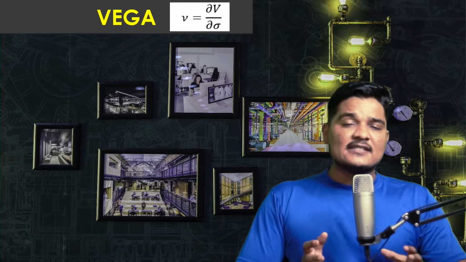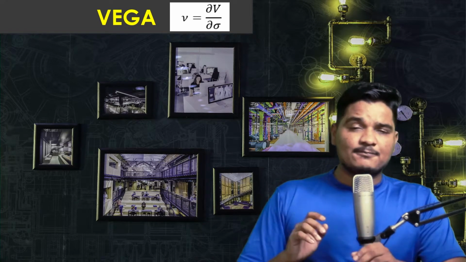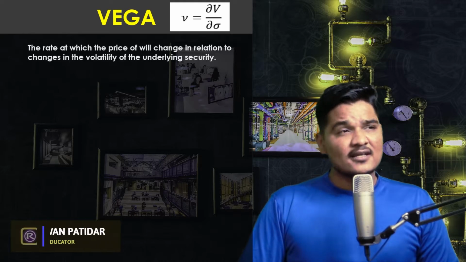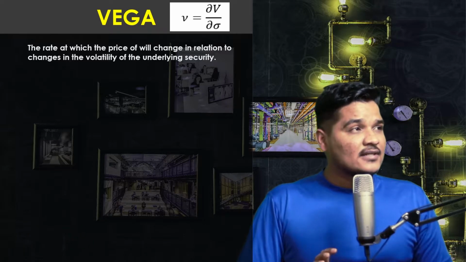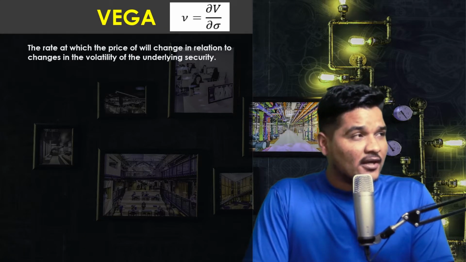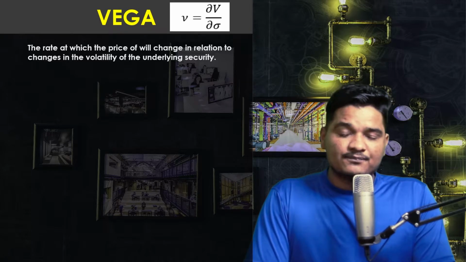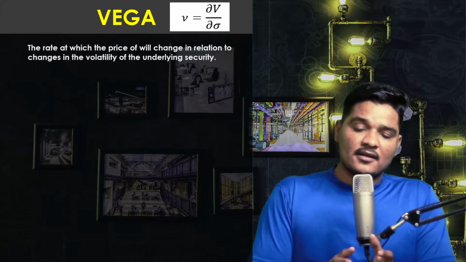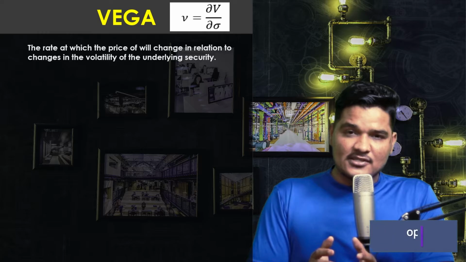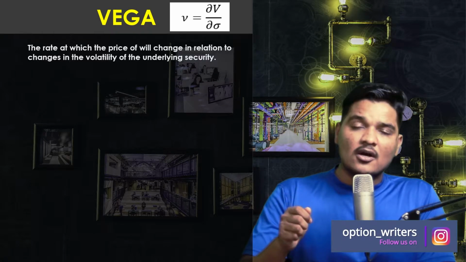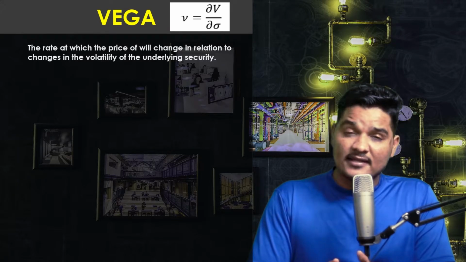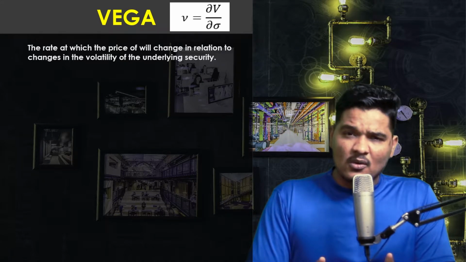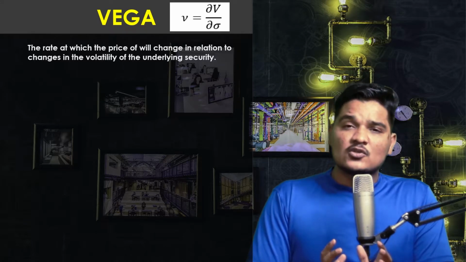If you see Vega, it has a certain formula which will look something like this. And if you go for a definition, then the definition is the rate at which the price of an option will change in relation to the change in the volatility of the underlying security. It simply means how much your premium will change in relation to the volatility of the underlying asset. This underlying asset can be an index or a stock. Okay, so this is the definition.